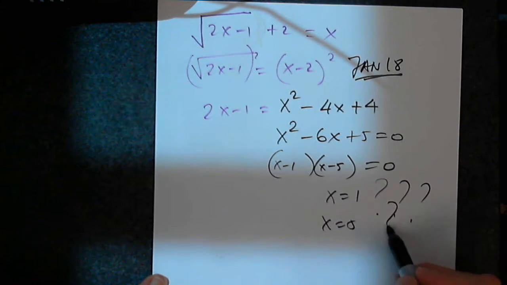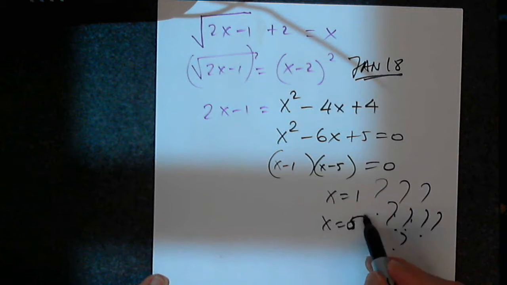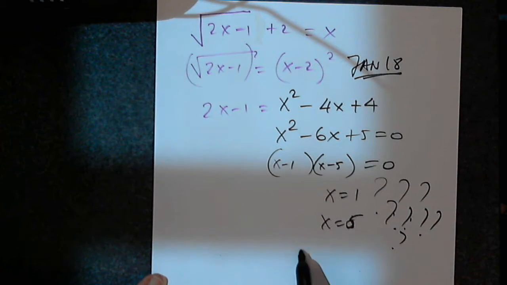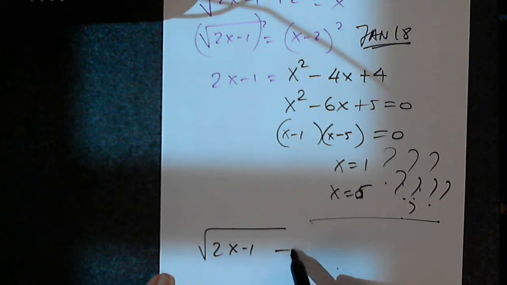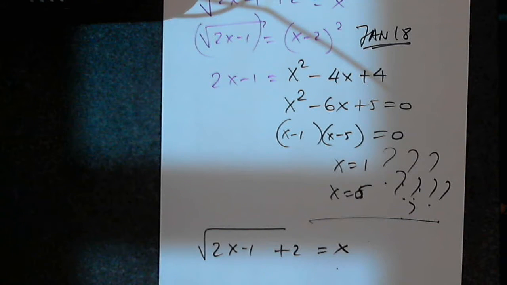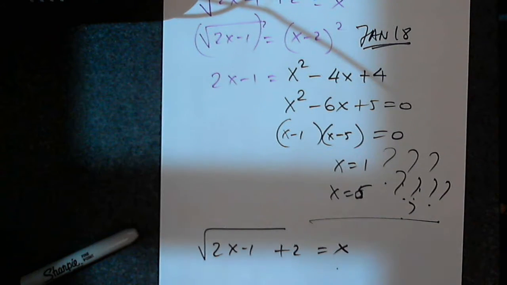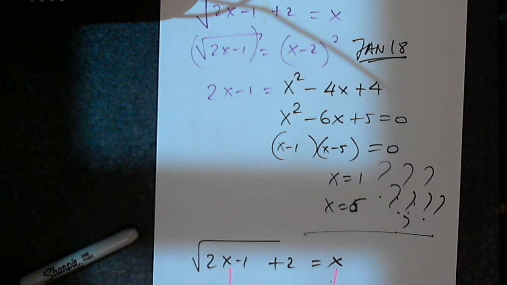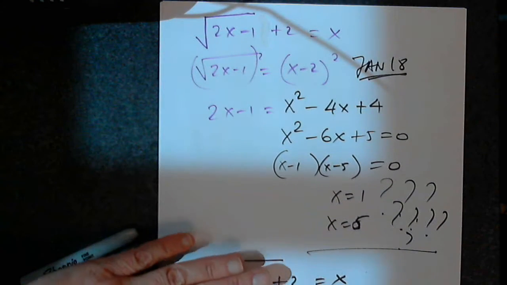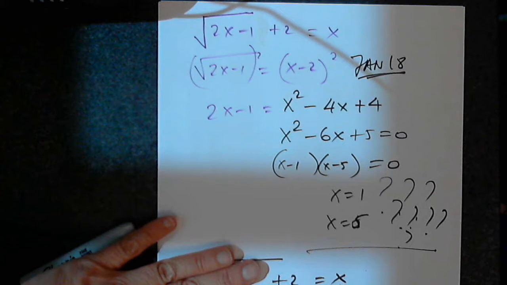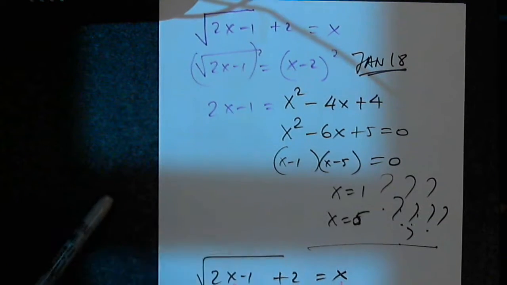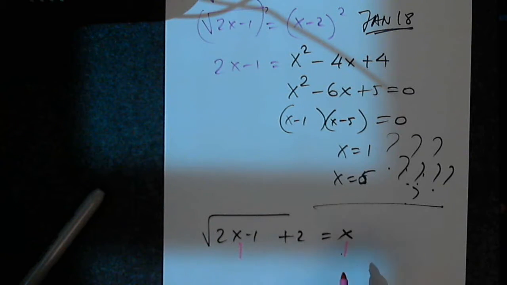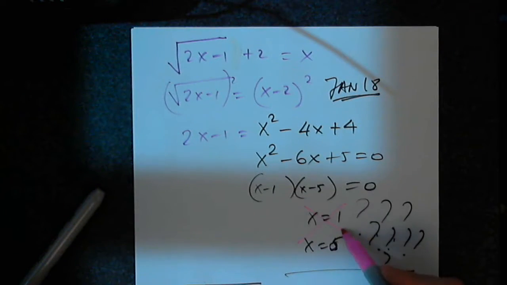So let's say this is the original problem, square root of 2x minus 1 plus 2 equals x. And I plug in 1. I know that 1 cannot work. Here's how I know. This is a positive number, plus 2 cannot equal 1. The square root, we know the graph. It's from 0 to infinity range, right? This is always a positive number. Right, so 3 equals 1, no. So this is not acceptable.